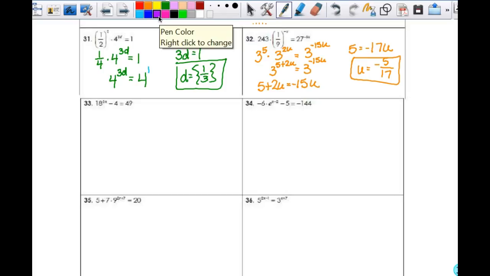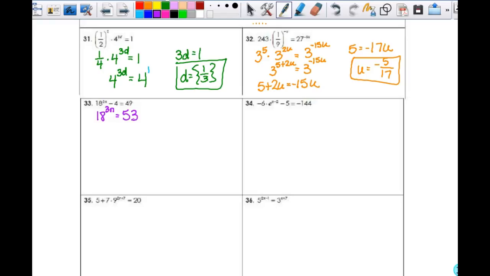Okay, so on 33, that is 18 to the 3n power. I know the exponents did not come out very clear on here. But I can't do anything yet because I need to move this over. So I'm going to get 18 to the 3n power equals, and I'm going to add 4 to both sides, so I get 53.